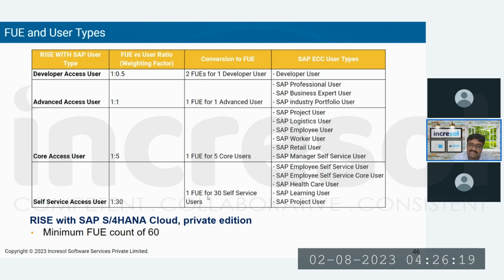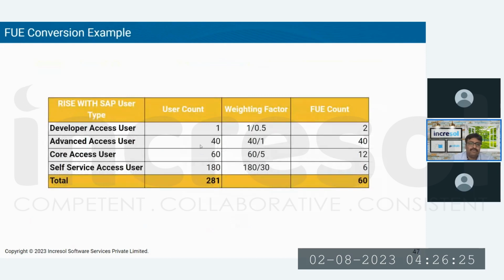So 30 self-service users come under 1 FUE metric, so this calculation will happen. If you perform this type of calculation here, suppose you have 40 advanced users, so 40 FUEs will be considered, and for core users, you are 60, then 5 is the conversion ratio, so 12 FUEs will be consumed here.